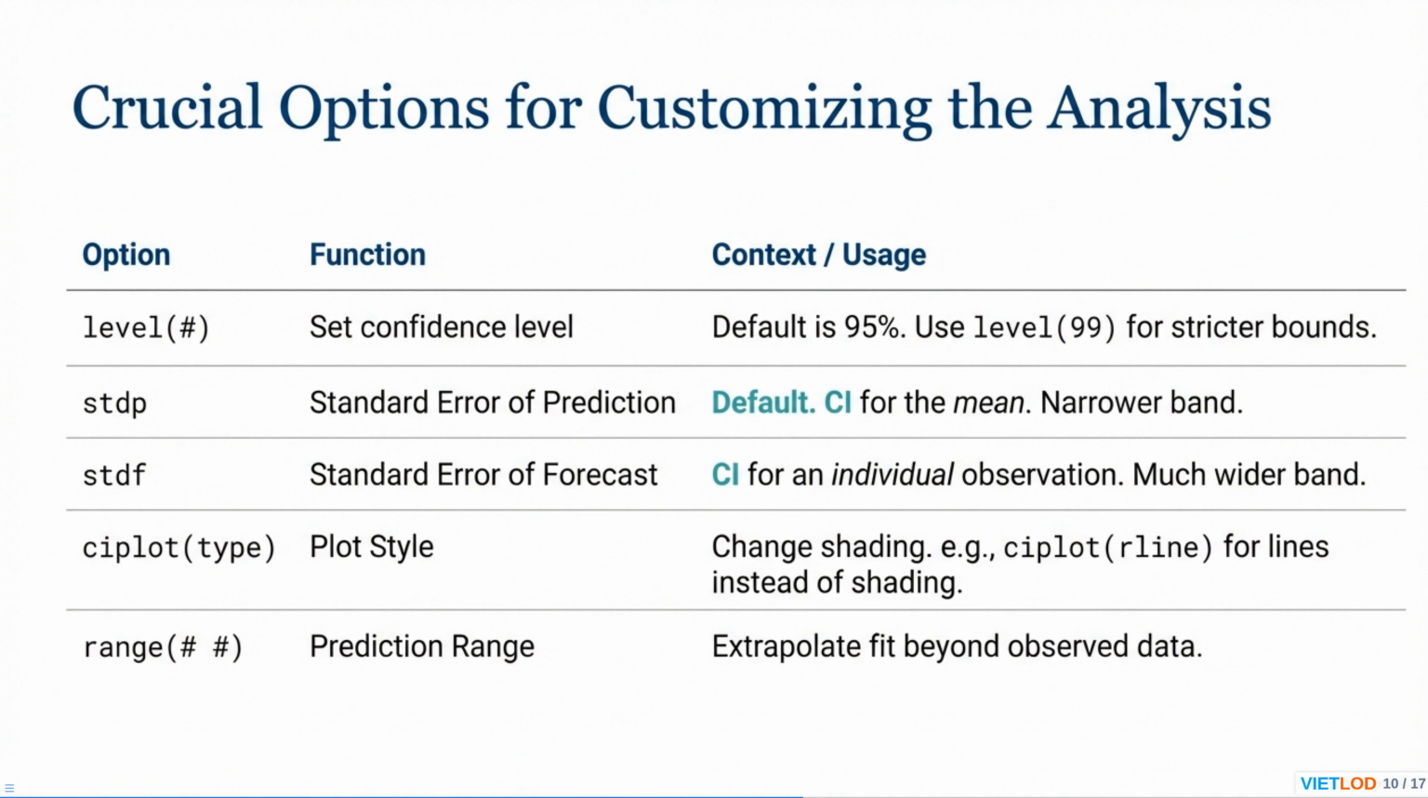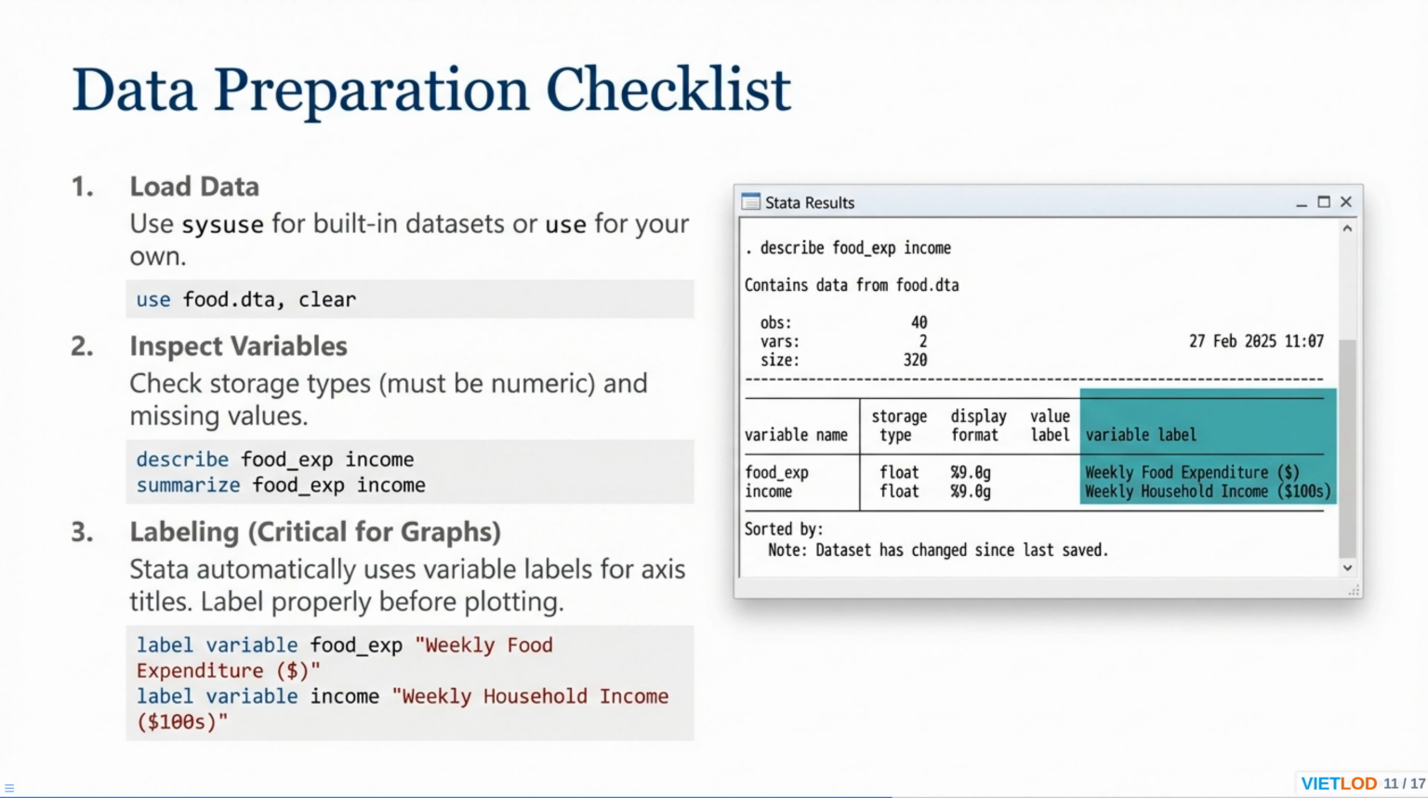By default, stdp calculates the standard error of the prediction, giving a confidence interval for the mean outcome, which is narrower. However, to forecast for an individual observation, you must use the stdf option. This accounts for individual level uncertainty, producing a significantly wider, more conservative prediction band. Think of it this way: predicting an average group outcome with stdp is different from predicting a single person's outcome with stdf. Additionally, the ciplot option lets you customize the plot's visual style, and the range option allows extrapolation beyond your observed data. These options enable precise tailoring of your visualizations.